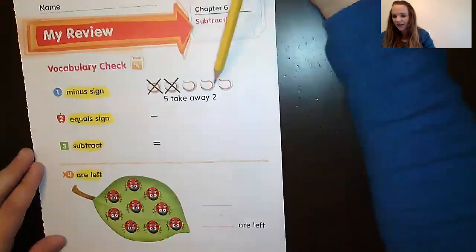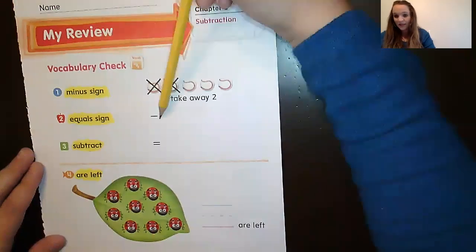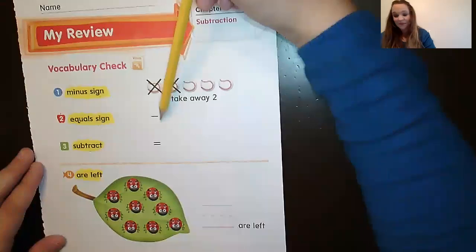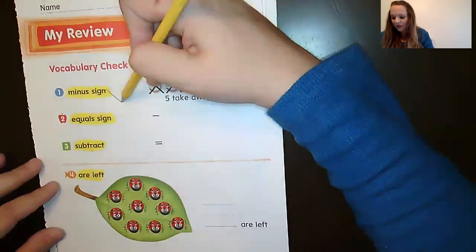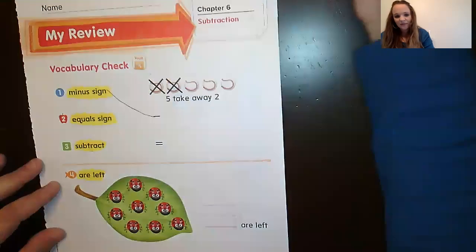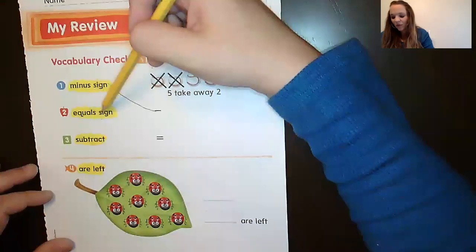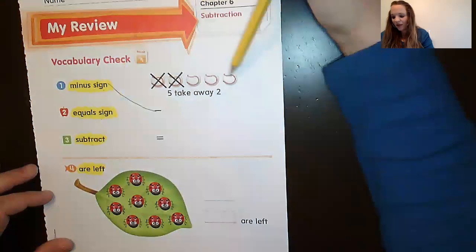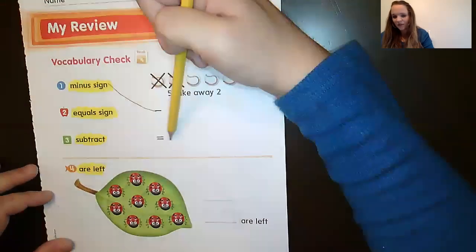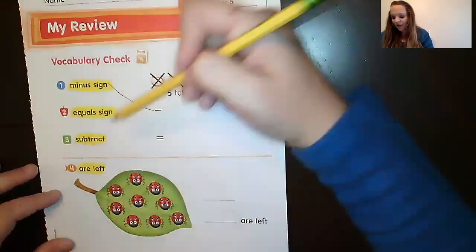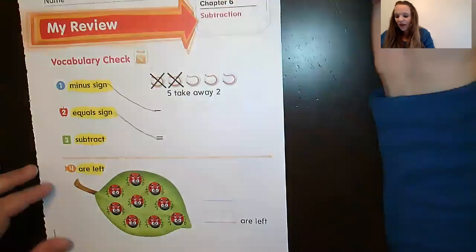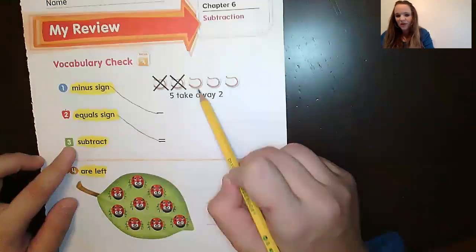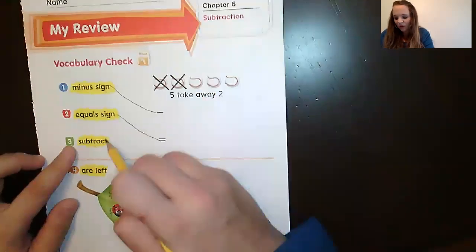Is this a minus sign? Is this a minus sign? Is this a minus sign? This one is, right? The one little line. So we're going to draw a line from minus sign to our minus sign. This one says equal sign. Is this our equal sign? Or is this our equal sign? Very good. We're going to draw a line from the words equal sign to our equal sign. And the last one says subtract, and this is where they are subtracting the baseball. So we'll draw a line there.